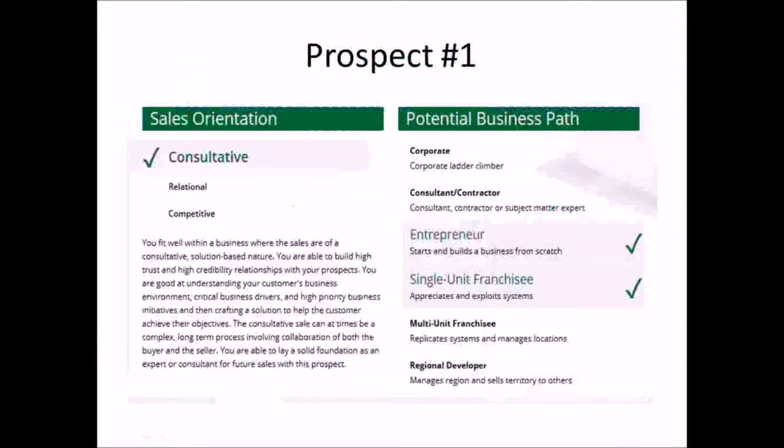So this is the same prospect. We're going to be talking about the sales orientation and the potential business path. If we look at these two in tandem, you'll begin to see the kinds of businesses that you may wish to show this individual. Now remember, you're looking at this prospect as a whole, so you don't look at just these two pieces, but just from these two pieces you can tell a lot. Combined with the other data, this will be super valuable.